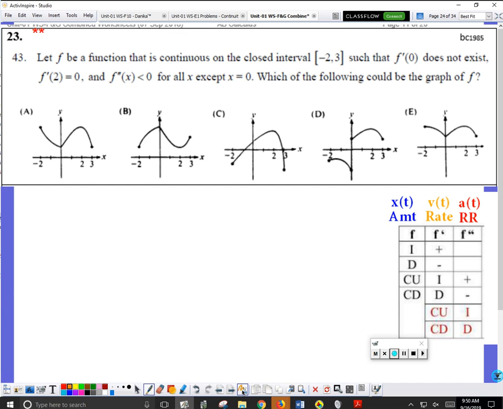F is a function that is continuous. That is a clue that is sometimes extremely valuable. Other times that clue is just kind of generic. Closed interval, -2 to 3, that's pretty generic. They're just telling you we're only going to look from here to here. That's common. Such that, this one's crucial, f prime of 0 does not exist. Okay, I have to decode that. I have to translate that to English.